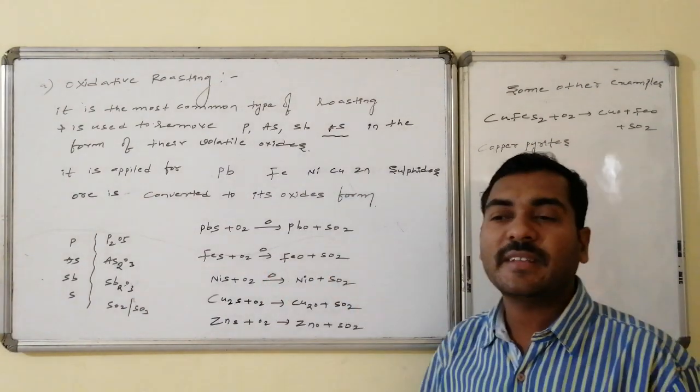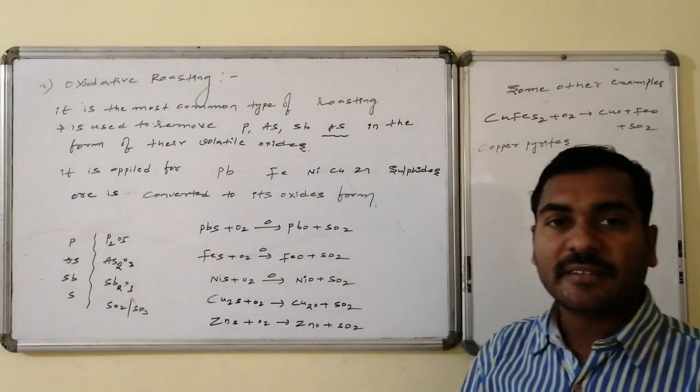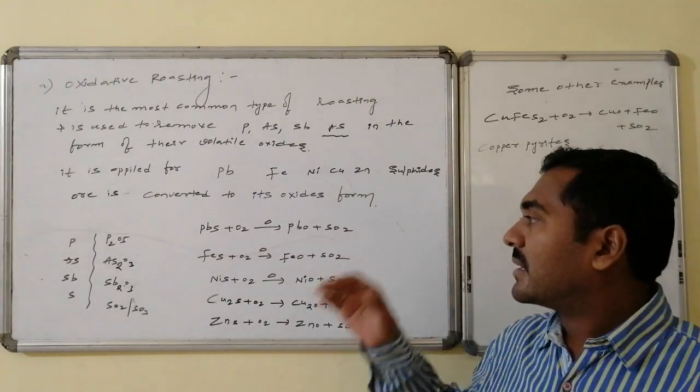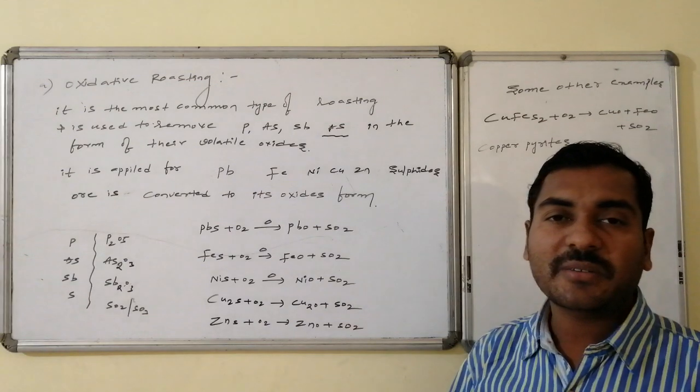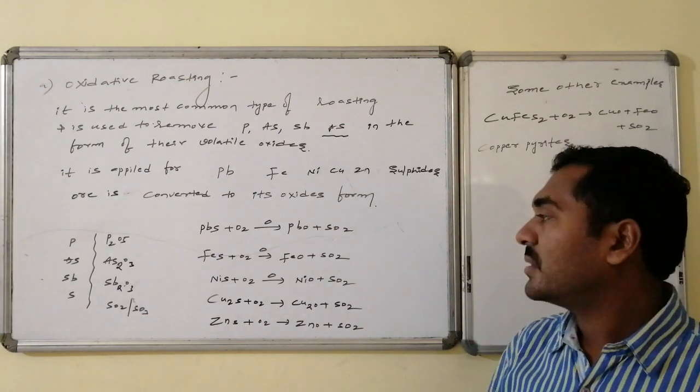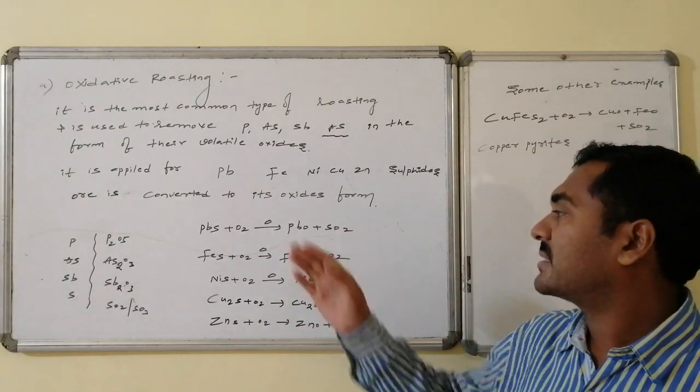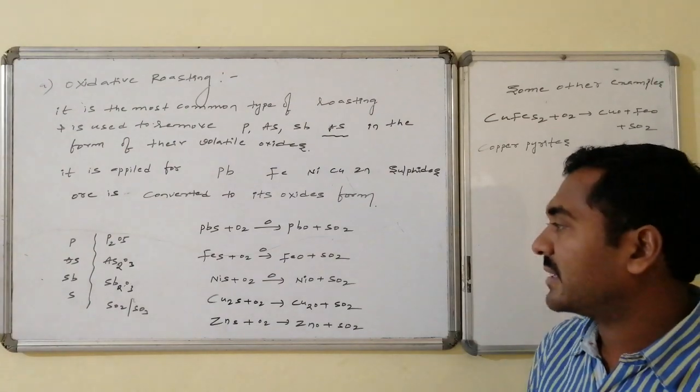Suppose lead sulfide is there. This lead sulfide on heating in presence of oxygen is converted to lead oxide, undergoes oxidation, and sulfur also undergoes oxidation to sulfur dioxide formation. Thus oxygen undergoes reduction, hence it is a redox reaction.